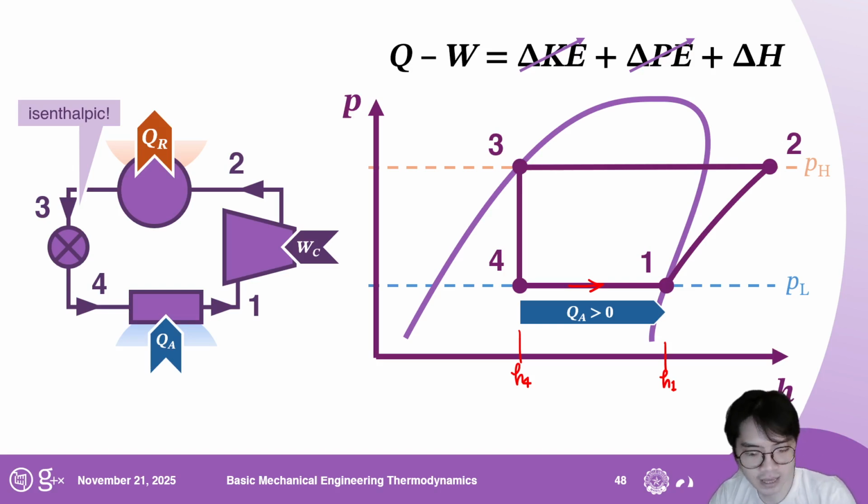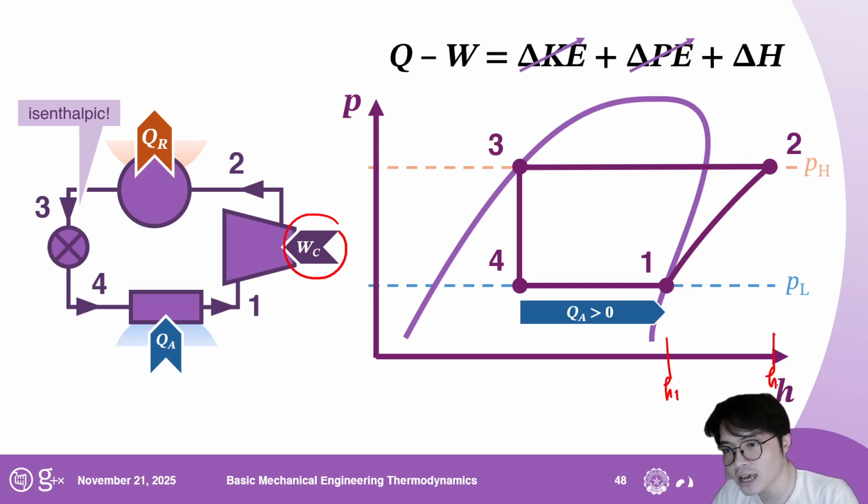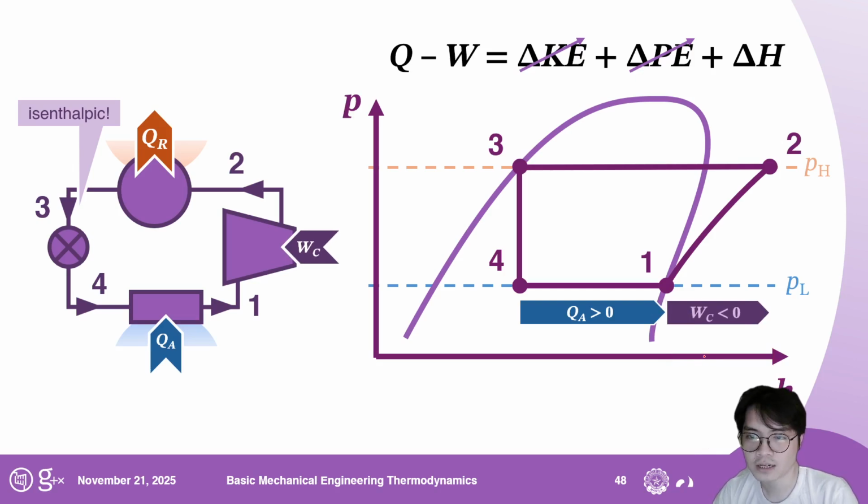Now, next we go around the cycle again. We will now see this compression work, right? Work of compression. Now you notice from H1 to H2 that there's again going to be an increase in enthalpy, this much, right? Now notice that your WC in here is going to be negative, right?